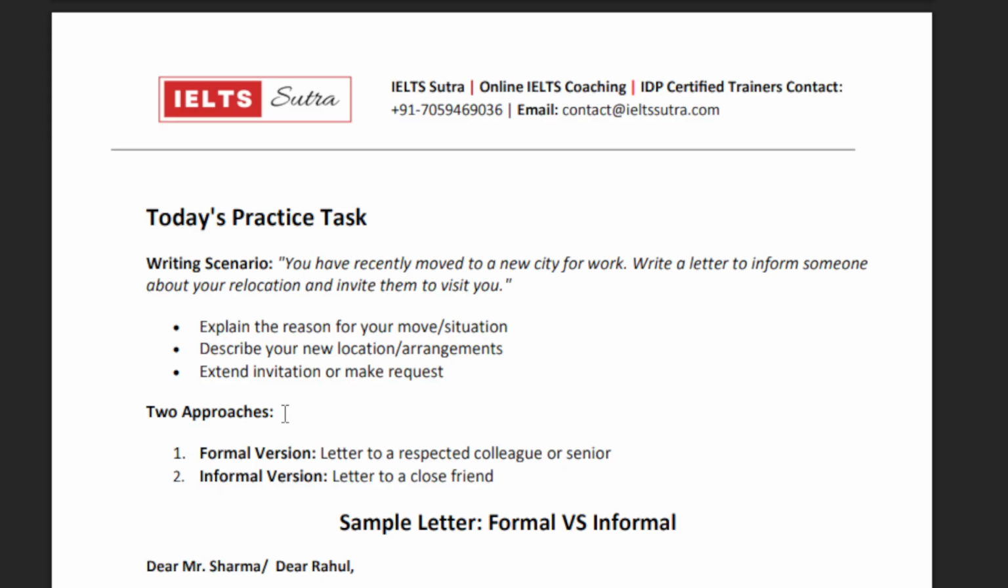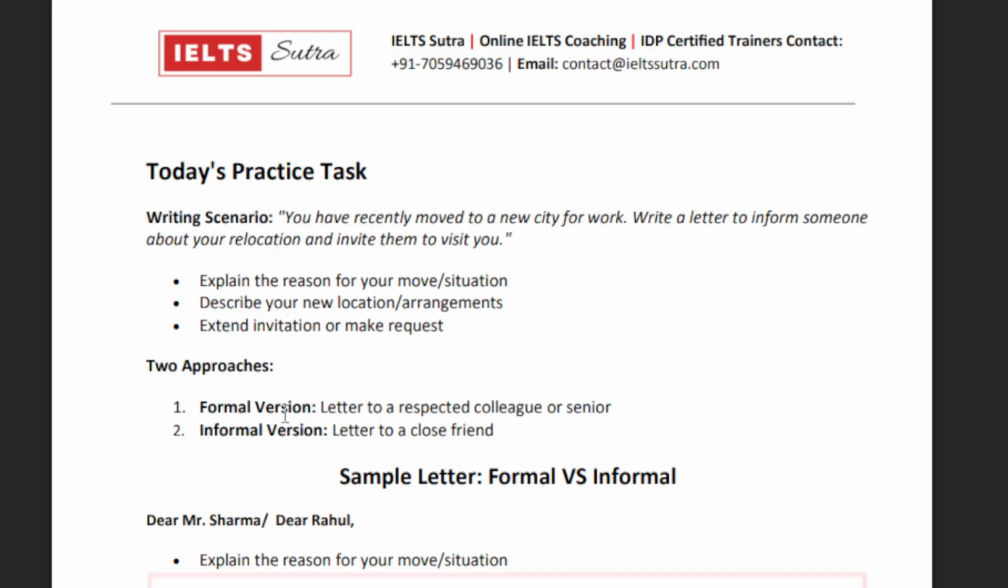If we are writing this letter in a formal way, then obviously we will be writing this to a colleague or a person who is senior to us. Whereas in case of an informal letter, if you are inviting somebody, then it would be your friend or a person with whom you have a very close relation. So let's try to compare the formal and informal way of writing for this particular topic.